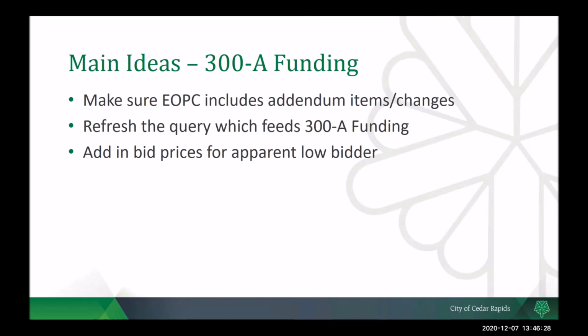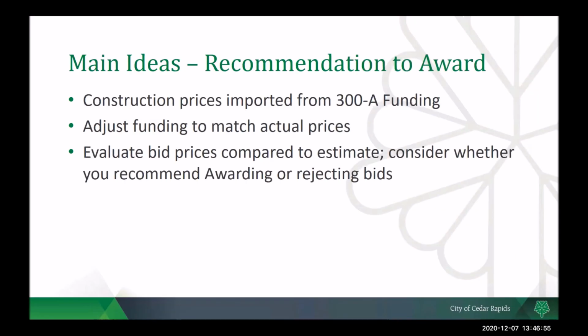But to do the 300-day funding, you need to make sure your EOPC worksheet is correct and includes any changes that were made due to an addendum during the bidding of the project. You're going to match that information in EOPC exactly by doing a query in 300A and bringing over that information. And then all you have to do there is enter in the bid prices for the apparent low bidder. In the recommendation to award, all of the expenses are brought in from the recommendation to file. So if anything is changed there, you might need to check that. But everything that's on the revenue side needs to be re-entered in just so that you are careful to observe how much is actually going in there.